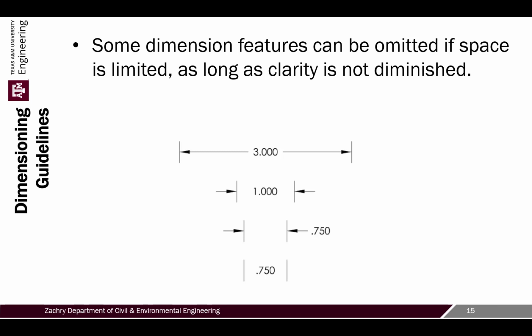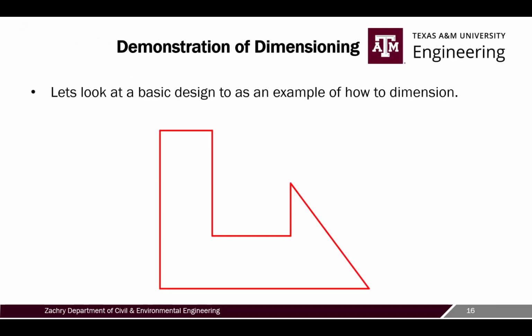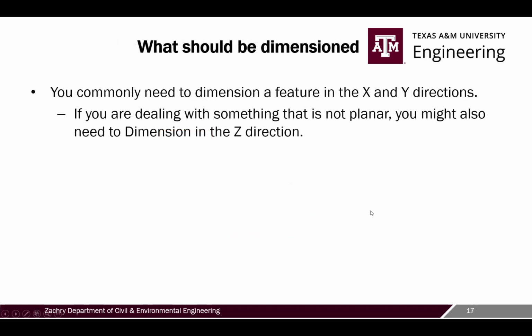So let's go ahead and look at a basic design and how I want to dimension this. Before we get started, what I'm commonly going to need to dimension as far as the feature is concerned is something in the X and Y direction. Now, if you're dealing with something that is not planar, you might also need to dimension in the Z direction.